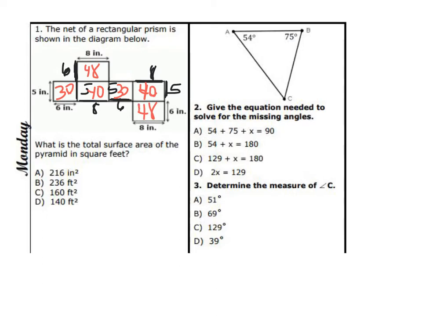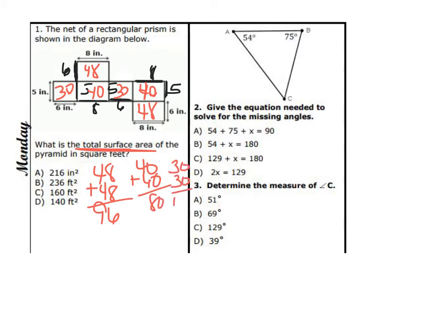So now that we have all of them, because it's asking for total surface area, we're going to add them all up. We have 48 plus 48, that's going to give you 96. Then we have 40 plus 40 is 80. And then 30 plus 30 is going to be 60. So we're going to add them all up: 96 plus 80 is 176, plus 60 is going to give us 236, which is letter B.